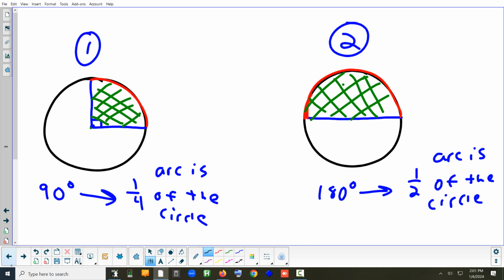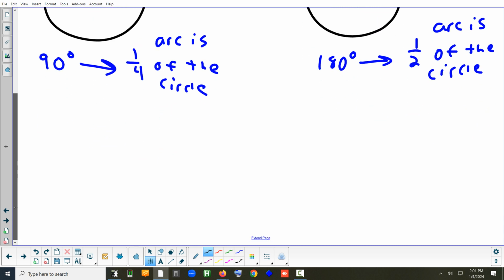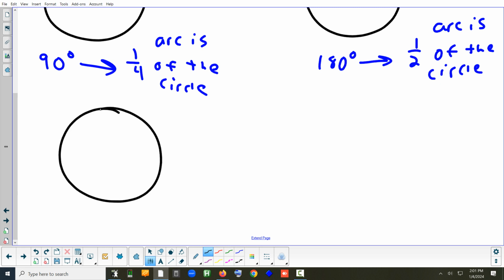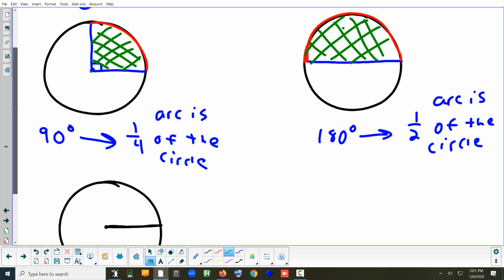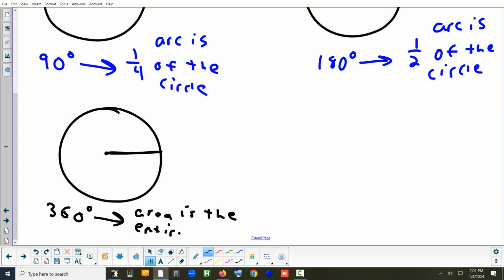Go back here. When I drew an angle of 90, how much of the area did it take up? A quarter. How about when I drew an angle of 180? Half. Well, let's draw an angle like this. Here's my terminal side, here's my initial side. So let's say I brought the terminal side all the way back around to where the initial side started. That's 360 degrees. And 360 degrees gives me an area of how much of the circle? The area is the entire circle.